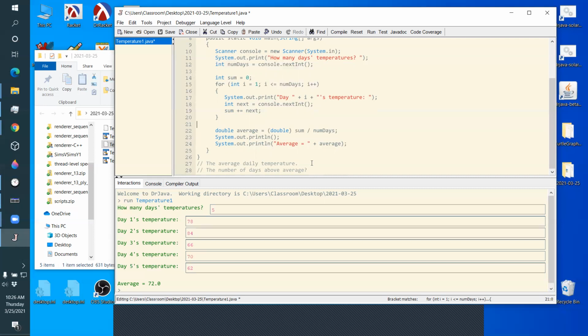Think about what I did here. I found the average, right? Then I went back and said, is that above average or not? Is that above average or not? Okay. I looped through the numbers again. How can I loop through the numbers again?